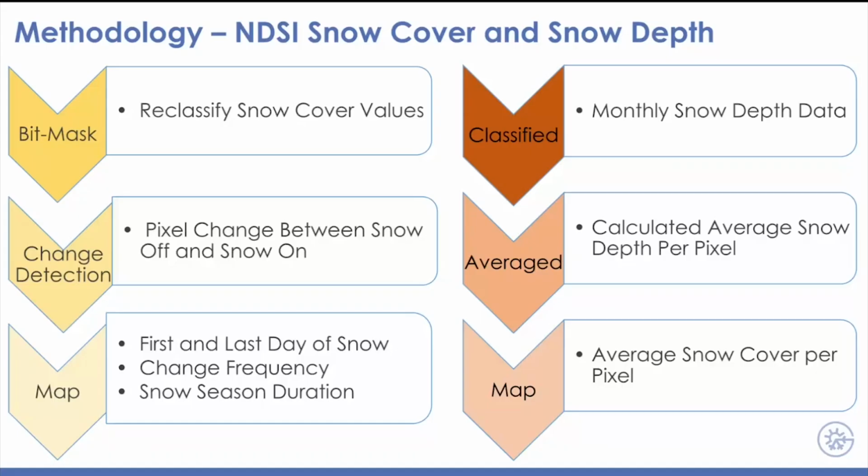The team was also able to, using this data set, figure out the first and last day of continuous snow for each snow season, so they could better map out how long these snow seasons lasted in these two specific areas in Alaska and how they've changed over the years as well.